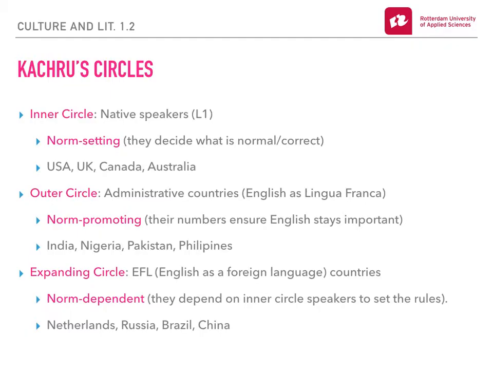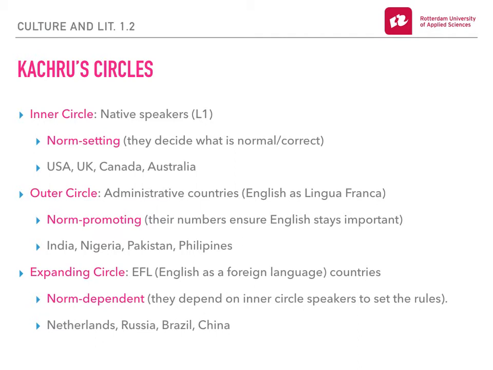Now, Kachru's circles have an inner circle, which are the native speakers. These people are important because English is their sole language, their only language, and they live in countries where English is the majority language. He calls these people norm setting. So they decide what is normal and what is correct or what is standard English. Countries like this, the largest, of course, is the USA, followed by the UK, Canada, and Australia. Each of these countries has a standard form of English, and this is what we essentially consider to be standard or correct English.